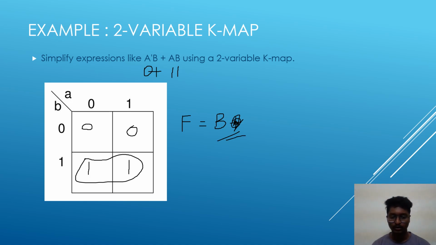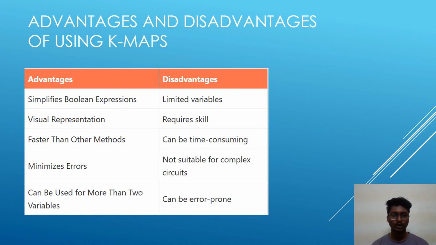Similarly, we can do this for other types of K-maps, such as the 3 variable K-map and the 4 variable K-map. So now let us look into the advantages and disadvantages of using K-maps. Advantages: it simplifies the Boolean expression, it gives a good visual representation, it is faster than other methods, it minimizes errors, and it can be used for more than 2 variables. The disadvantages are: it can be used for a limited number of variables, it requires skill, it can be time consuming, it is not suitable for complex circuits, and it can be error prone.